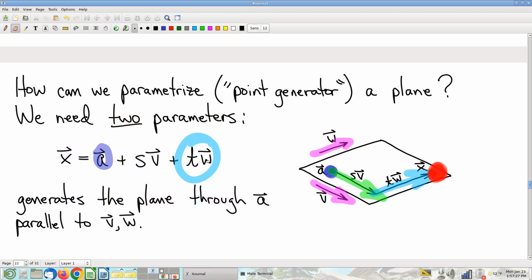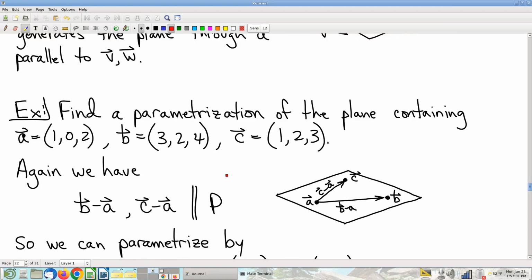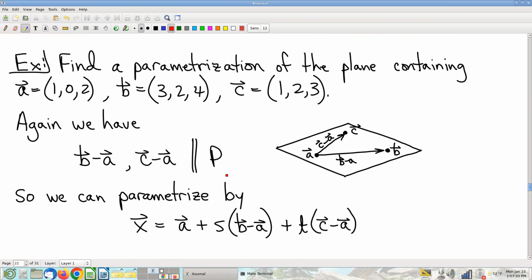So, quick examples. Let's see here. Suppose we have, this is analogous to a problem that we did earlier. We looked at how to find the equation of a plane containing 3 points. Here we don't want an equation. Here we want a parameterization. How are we going to parameterize a plane going through these 3 points?